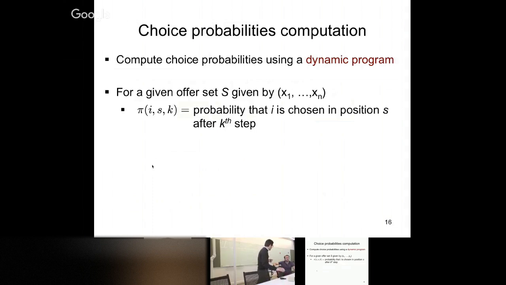Okay. So what's the different position and step? After the kth step, meaning after I have inserted k items in my insertion procedure, right now you have a random sample from 1 to k. What is the probability that some item I is chosen at the sth position in this random sample? And I is between 1 and k. Yes. Okay, everything is between 1 and k.